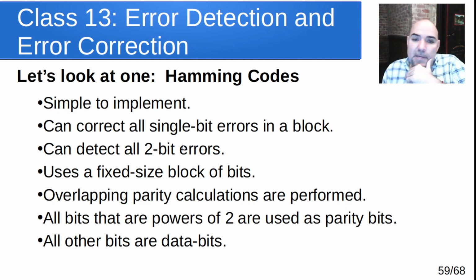So there's this thing called Hamming codes that are simple to implement. They can correct all single bit errors in a block. They can detect all 2-bit errors in a block. They use a fixed size block of bits. The way they work is they use a concept similar to parity, but with overlapping parity calculations. Essentially, all bits that are powers of 2 are used to store the parity bits. So rather than sticking them at the end, we're putting them throughout the message in different places. All the other bits end up being data bits.